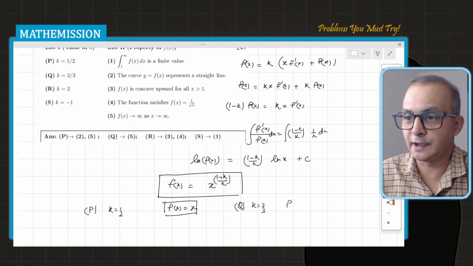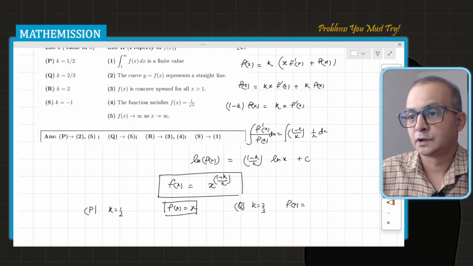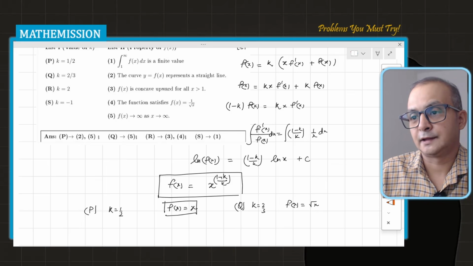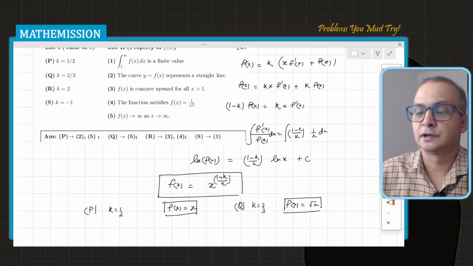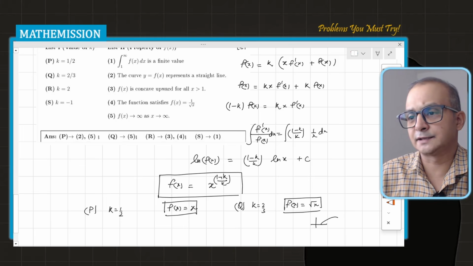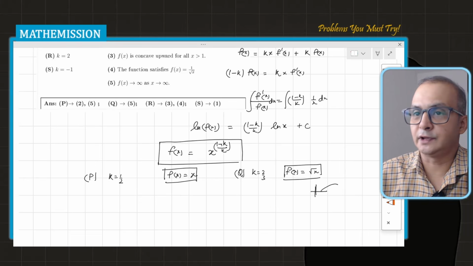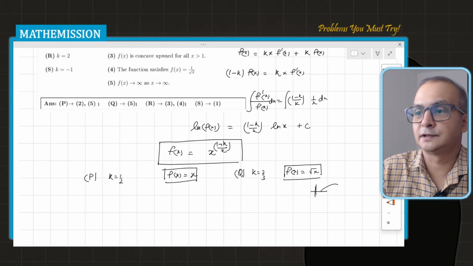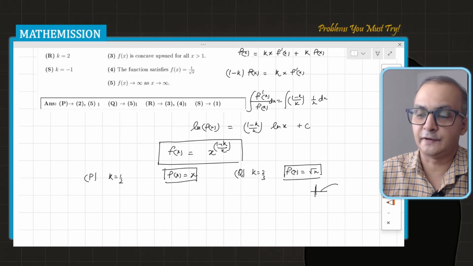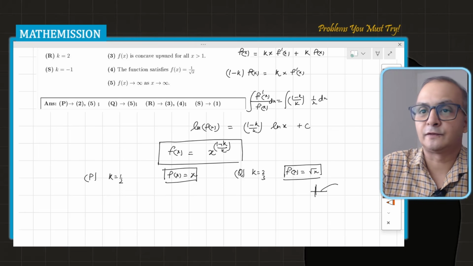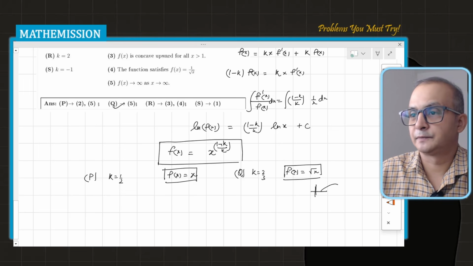So that is going to be f(x) is equal to root x. If f(x) is equal to root x, you know the graph is going to be like this, but it is not going anywhere. Instead, as x tends to infinity, f(x) tends to infinity. So therefore this option is also correct.